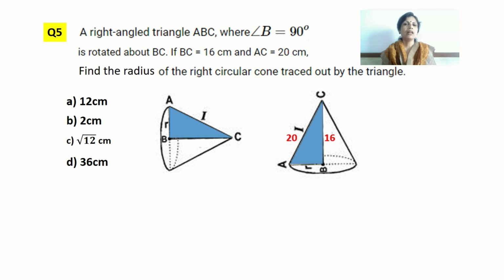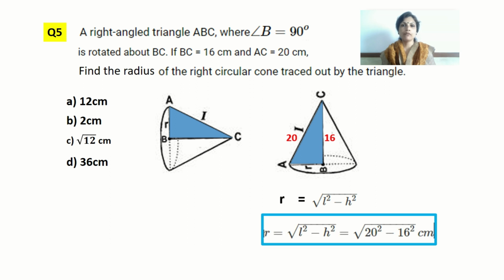So we have the formula L square is equal to R square plus H square, and change your formula to R because we have to find the radius. So we get R square is equal to L square minus H square, and therefore R is equal to square root of L square minus H square. Let's substitute the values. So R is equal to square root of 20 square minus 16 square.